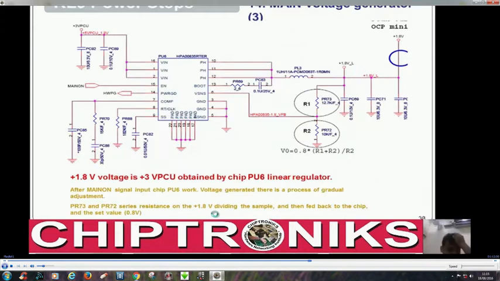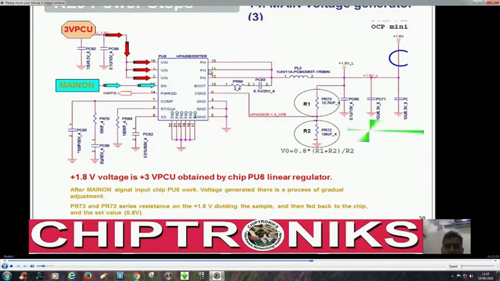And here in this slide, the 1.8 volt is generated from plus 3V PCU with the help of main on, and let's see how this voltage regulator works. You can see this 3V PCU is connected to the VIN pin of this voltage regulator. Second, enable is coming over here, and this is a linear voltage regulator. So linear voltage regulator, you can see it will linearly produce 1.8 volt.